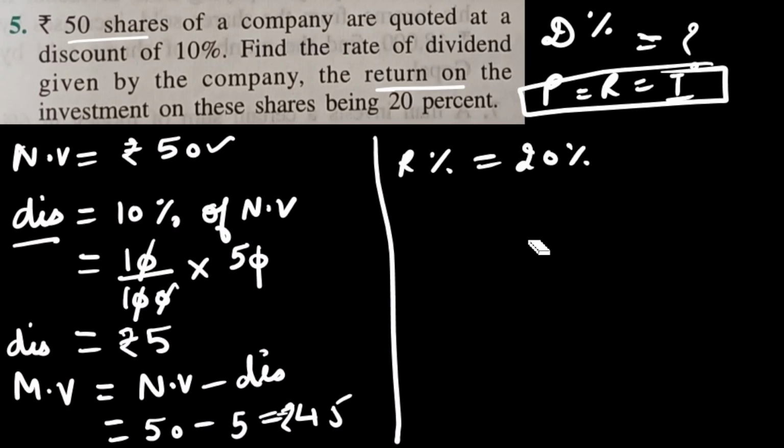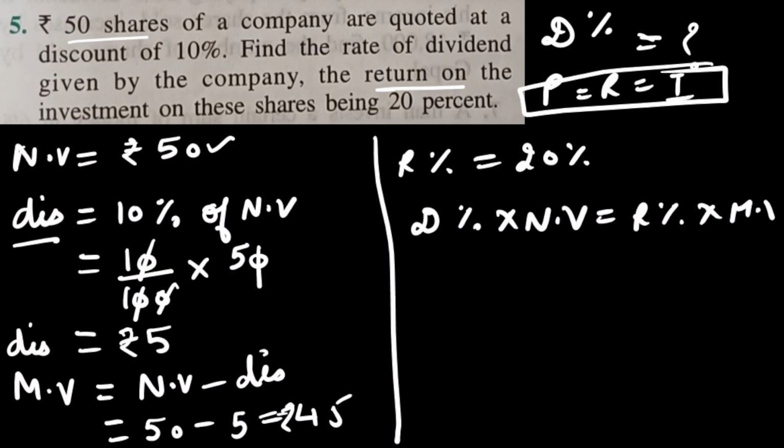Now from the formulas which I have told you, we will see which formula we can use here. See, I can use the last one, the fourth formula which I have told you. This is dividend percent into nominal value, it is equal to return percent into market value. This is the formula we are going to use, because dividend we have to find, nominal value is given, return percent is also given, and market value we have already found with the help of discount percent. So let's find this.